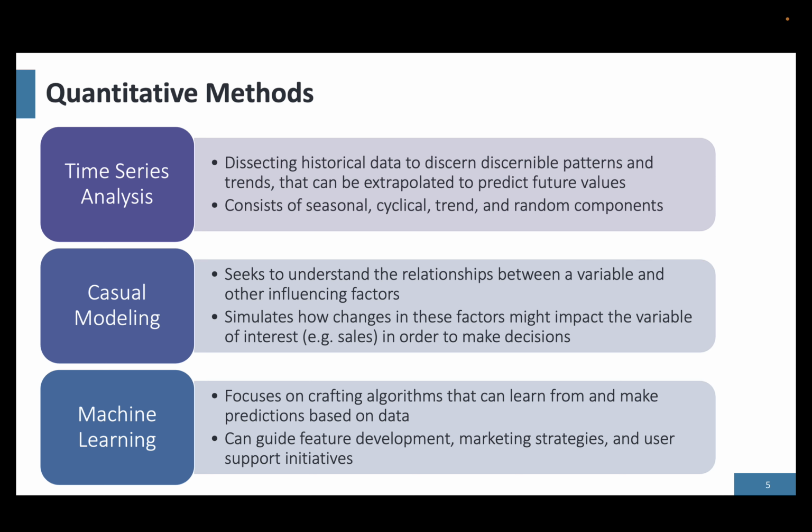So let's take a look at 3 key methods within quantitative forecasting. The first is time series analysis. So this focuses on dissecting historical data to identify patterns and trends. For instance, a retailer might analyze monthly sales data over several years to identify peaks and troughs.